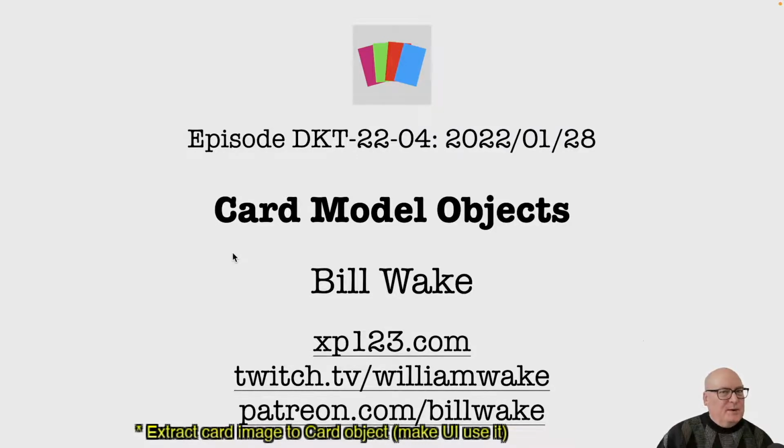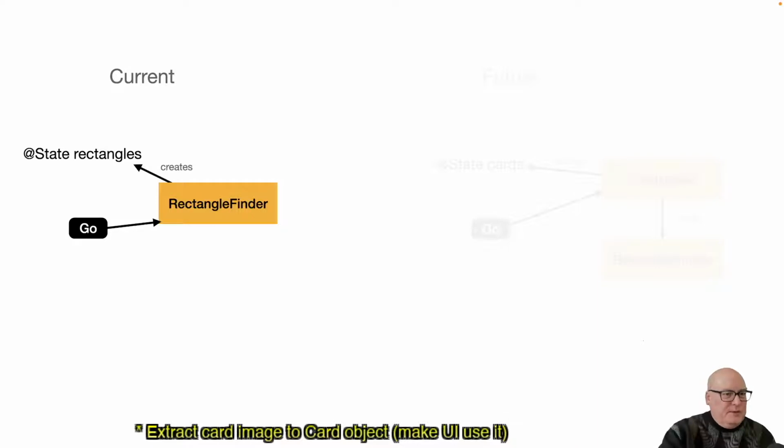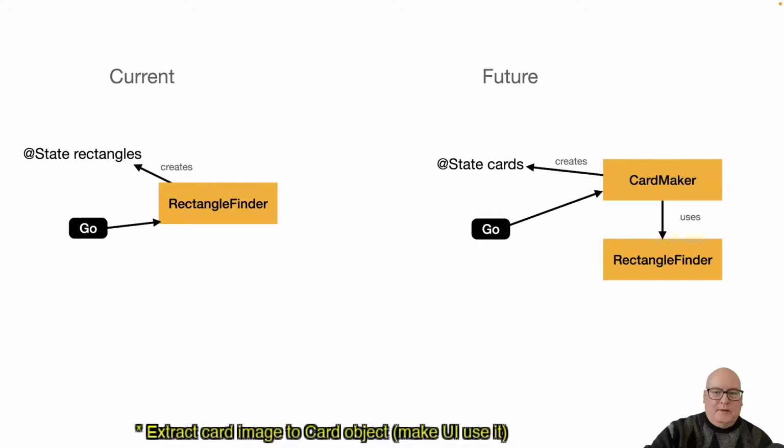So right now we've identified rectangles out of images. We'd like to turn those into cards. Okay, so the current view is there's a state, which is an array of rectangles. If you click the Go button, it calls the rectangle finder, which populates that state. In a future world, you have a state of cards, an array of cards, I guess. You hit Go, it calls a card maker, or who knows what we call it, and that thing will use the rectangle finder and create cards that represent index cards, and then the UI can update that.